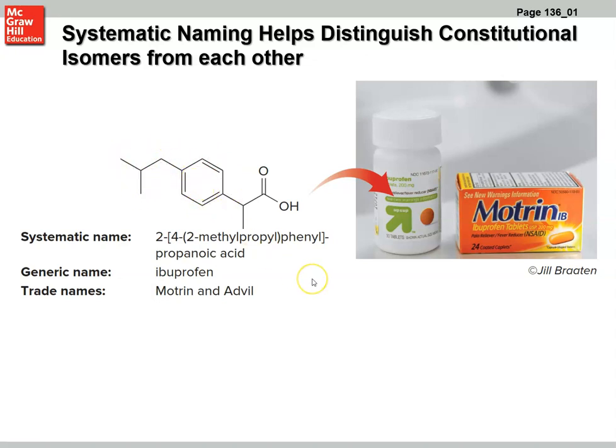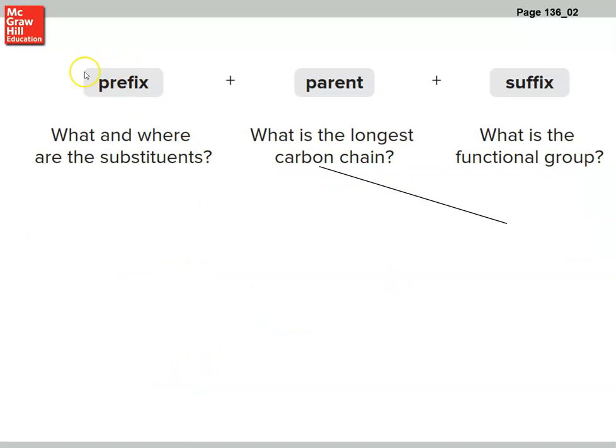So we'll talk about how we determine those things and how we name them. We're not going to start at something this complicated. We're going to start a lot easier with just some of the smaller chains of carbon. So these names that we are given are going to have typically a prefix. What are substituents? So any groups that are off of this main chain. The parent group, and that's going to be the longest carbon chain, and then a suffix if it has a functional group that's going to come at the end.